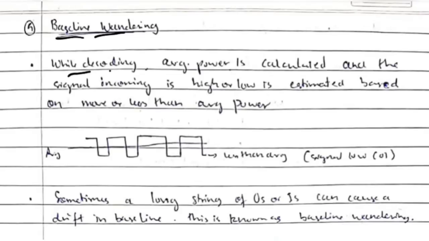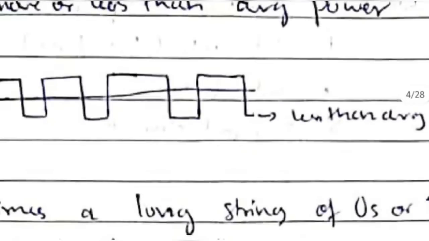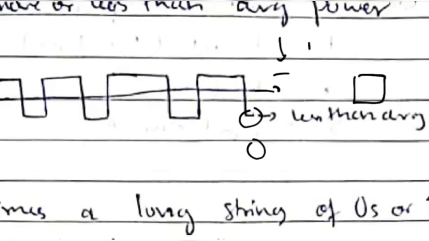This means while decoding, the average power is calculated. Suppose that the voltages received are high and low alternatively. In this case the average power will be calculated, and this power is measured. See here, this is the average power. If the next incoming signal is lesser than the average power, that means it's a 0 bit. If it's higher than the average power, it means it's a 1 bit. In that way the receiver decodes if it's a higher bit or lower bit.